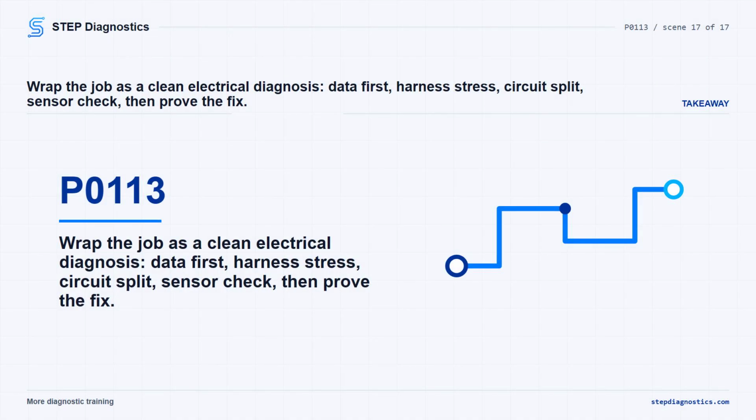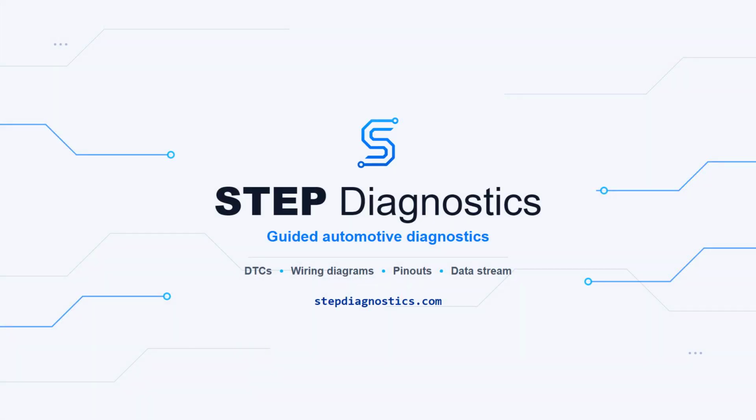The takeaway on P0113 is simple. Prove the scan data first, stress the harness, then separate a low reference fault, a signal circuit fault, a sensor fault, and a control module path with controlled circuit tests. Do not skip the power down time, do not guess at missing temperature resistance values, and verify the code stays gone under the conditions that originally set it.